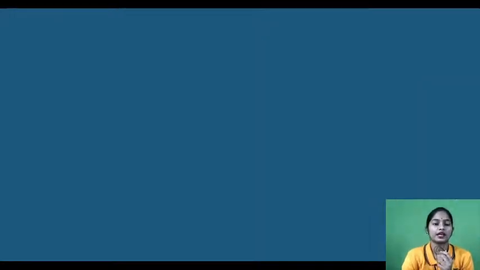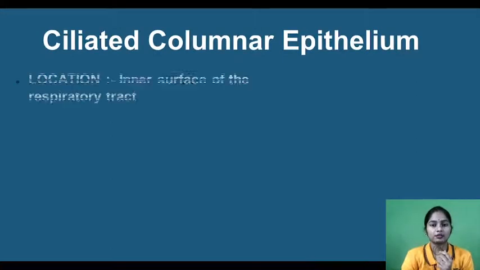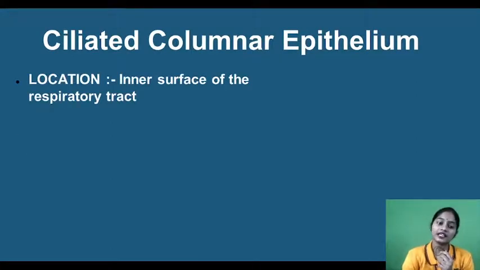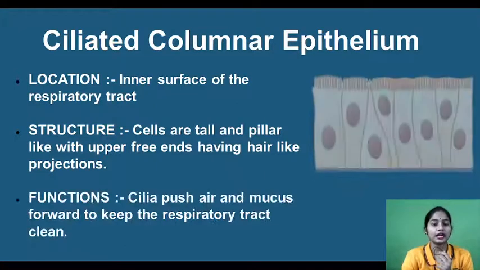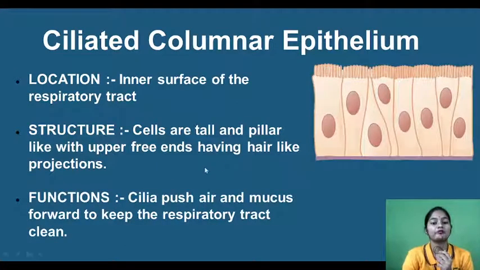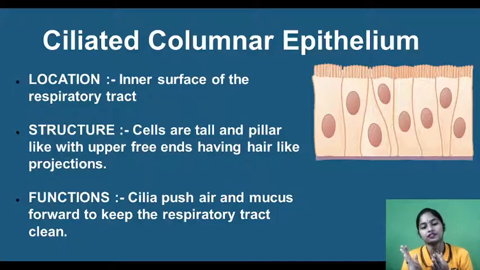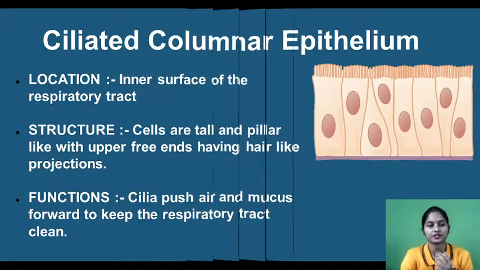Now the next one is ciliated columnar epithelium. They are found on the inner surface of the respiratory tract. How is their structure? Cells are tall and pillar-like with upper free ends having hair-like structures. Cilia means hair-like structure. What is their function? They brush air and mucus forward to keep the respiratory tract clean. Like they clean the respiratory tract. They push air and mucus forward. Okay, they remove the waste products.